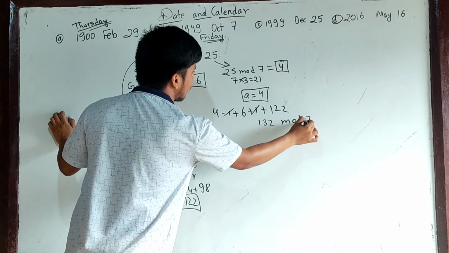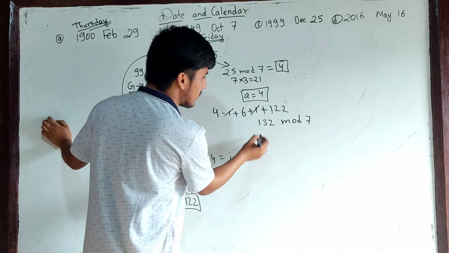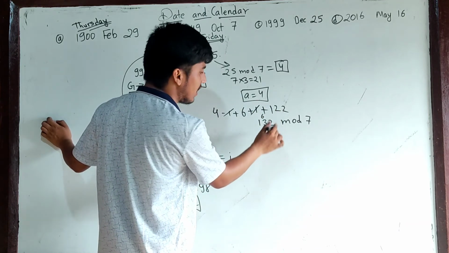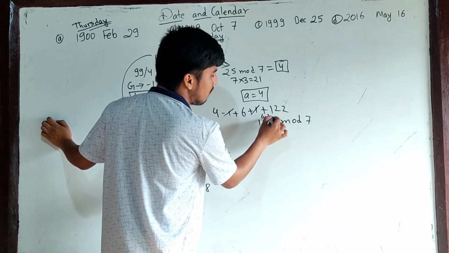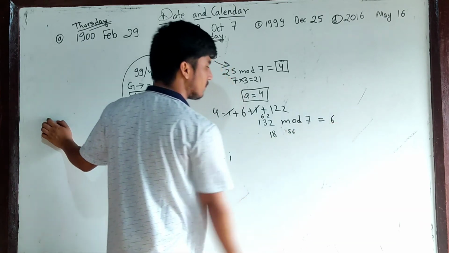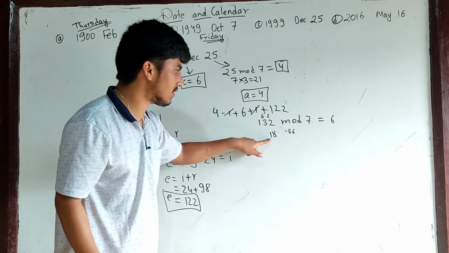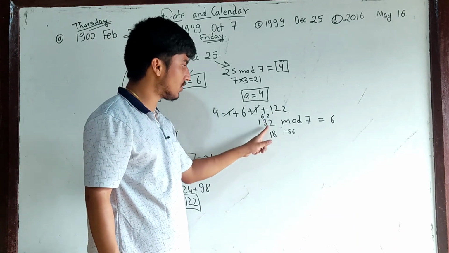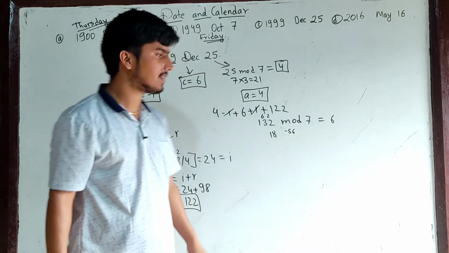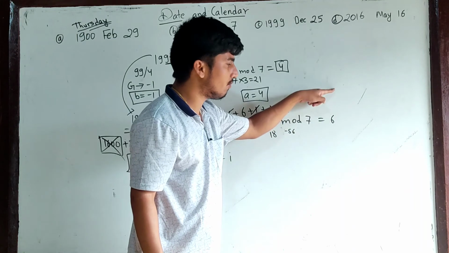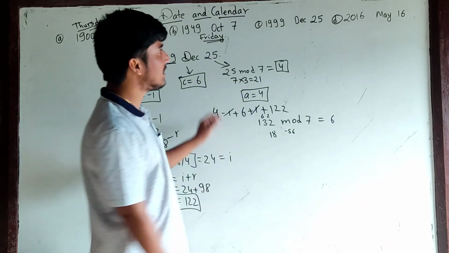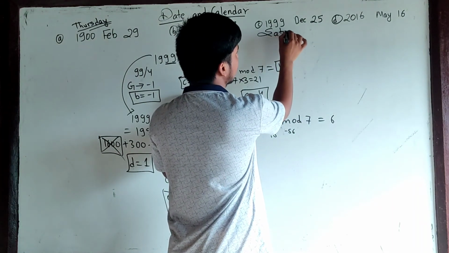Now we perform modular division by 7. This will give us 7 times 1 is 7, right? The remainder is 6, and 62. 7 times 8 is 56, right? 62 minus 56 will give us the remainder 6. And we know that we go from 0 to 6 from Sunday to Saturday, so 6 must be Saturday. So 1999 December 25 must be Saturday.